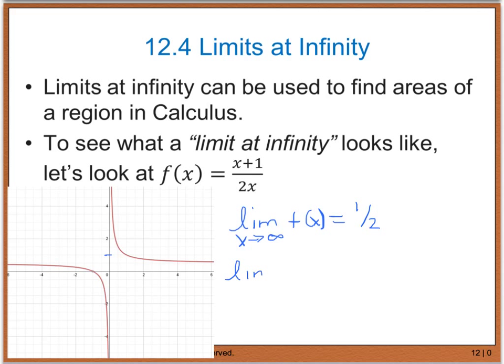Likewise, if we look at the limit as x approaches negative infinity of f of x, as my x values get more and more negative, it looks like our y values are also approaching a positive 1/2. So what we can conclude is as x approaches positive or negative infinity, f of x is going to get arbitrarily close to 1/2.